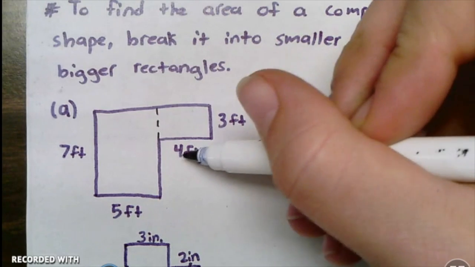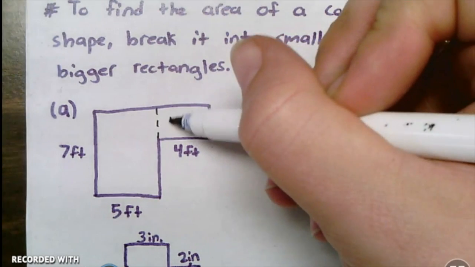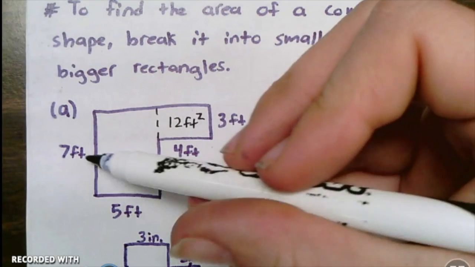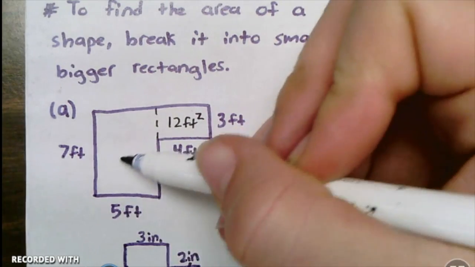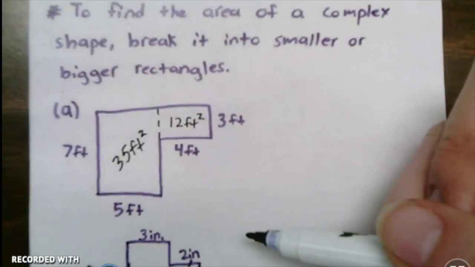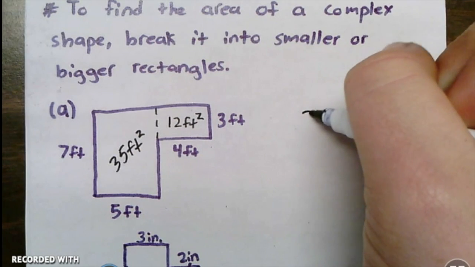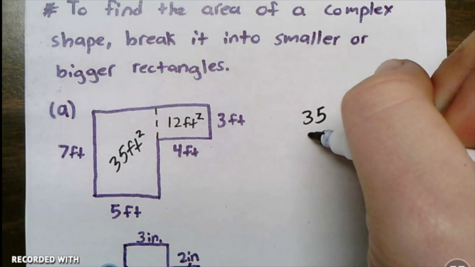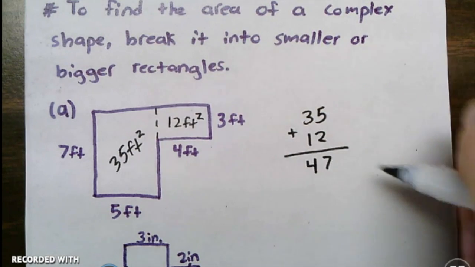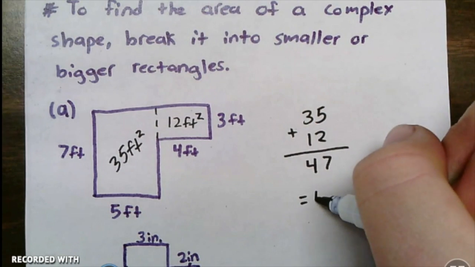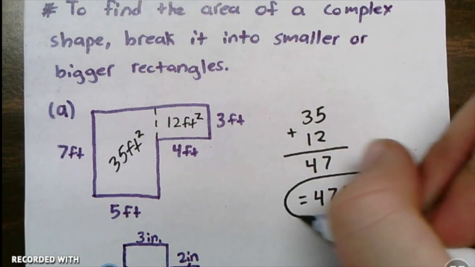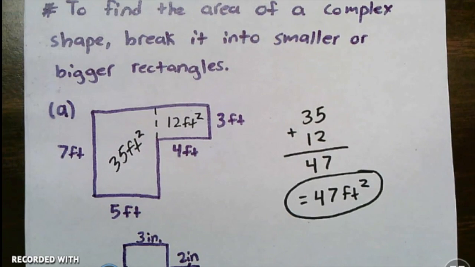So in this rectangle, I got 4 times 3, which is going to be 12 feet squared. And then in this rectangle, I've got 7 times 5, which is going to be 35 feet squared. And then I'm just going to add them together. So I've got 35 plus 12 equals 47. So that means my answer is 47 feet squared. Ta-da! This is so easy, isn't it?